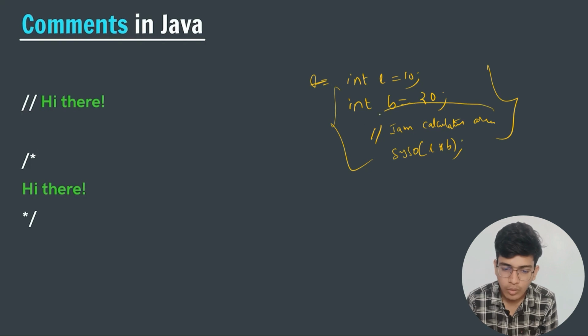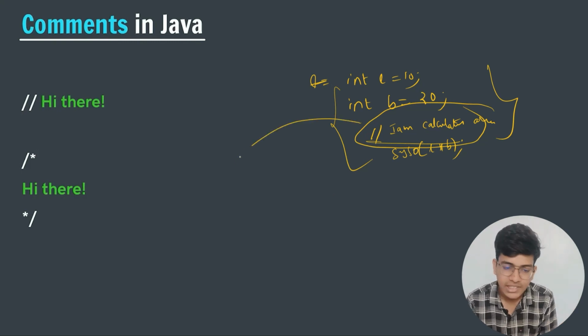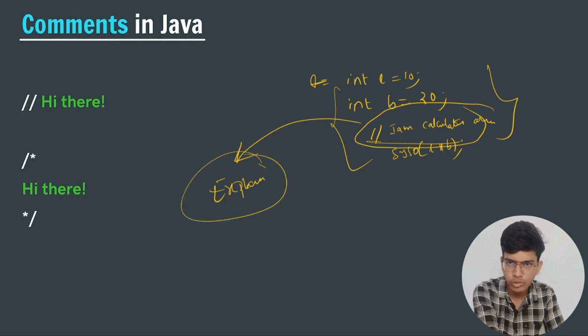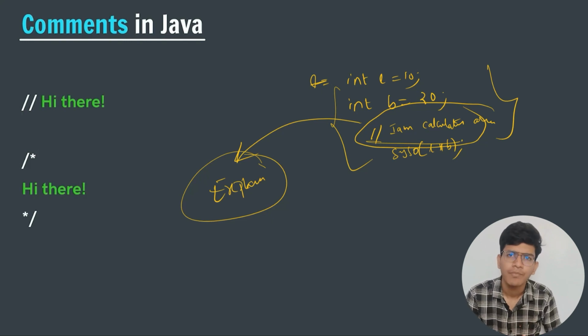So here, this comment line will not affect our program execution. What it will do is explain whatever is going on in our program to a particular user, or to your senior or your team member, right? These are the things we use to describe.